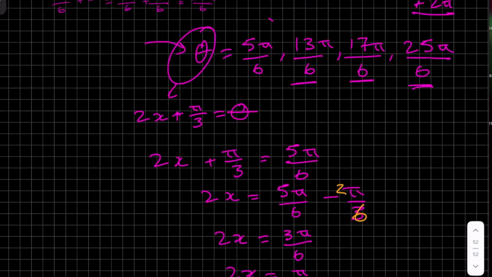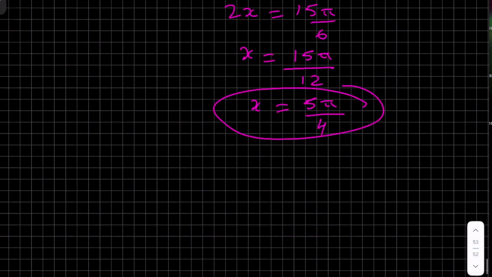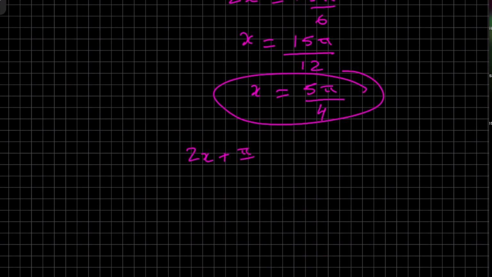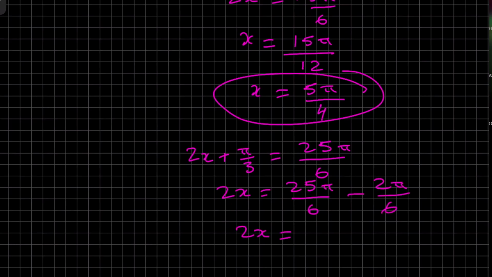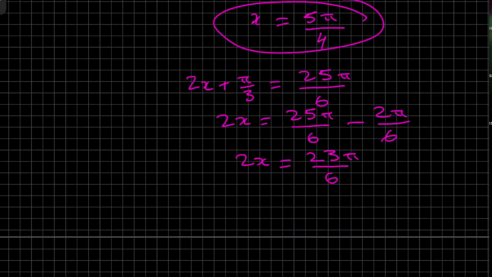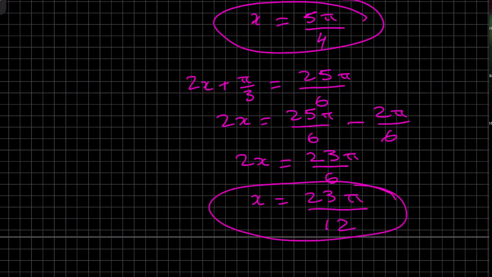Last one, we are now dealing with 25π/6. So again, we would have 2x plus π/3 equals 25π/6. Rearranging this, we would get 2x equals 25π/6 minus 2π/6. This would equal 2x equals 23π/6. And dividing both sides by 2, we would get x equals 23π/12. So this is your fourth solution for x.